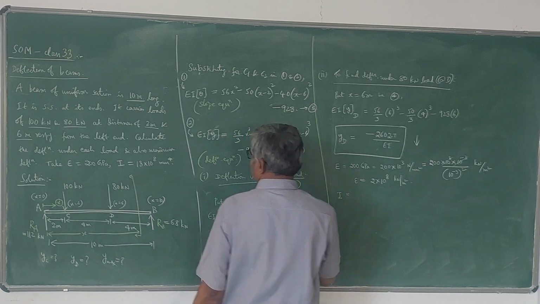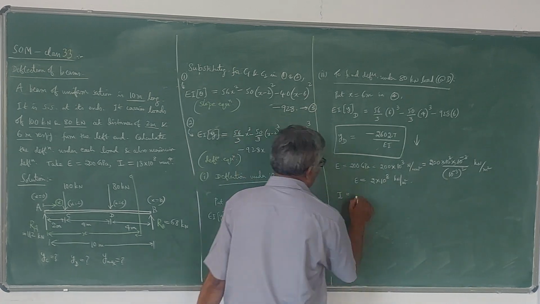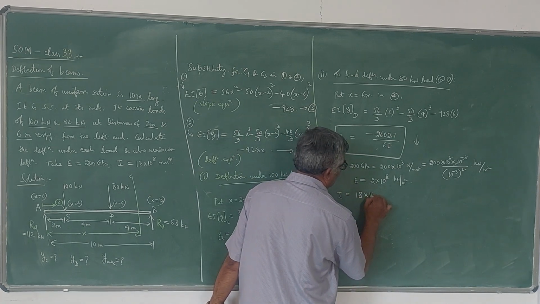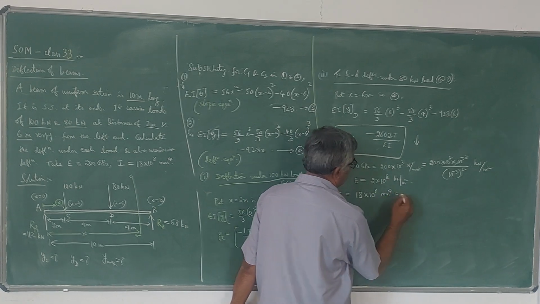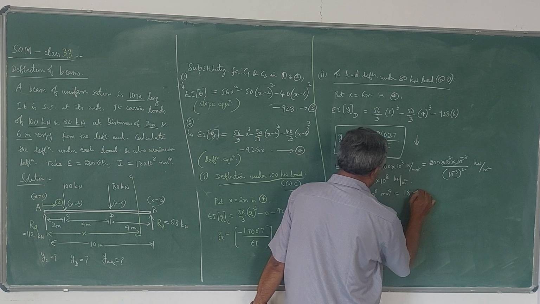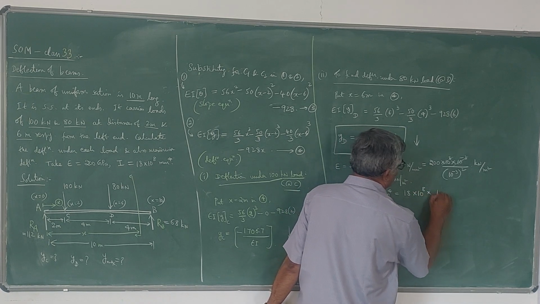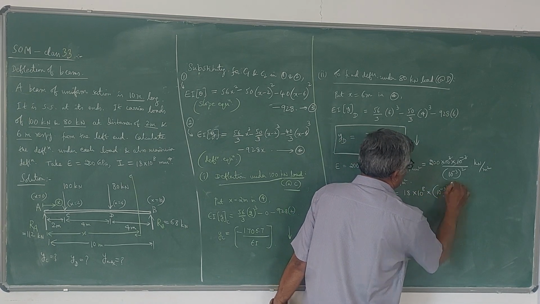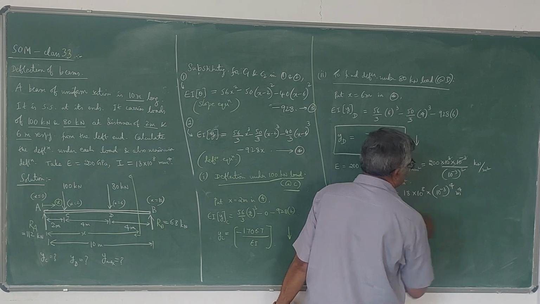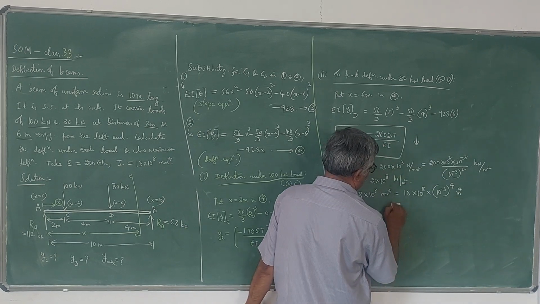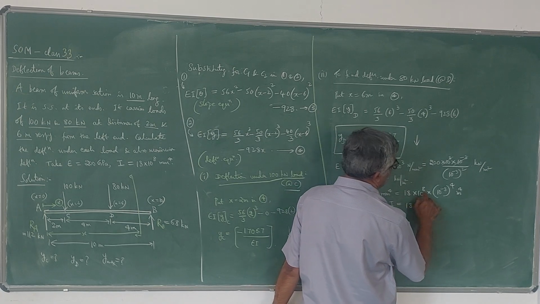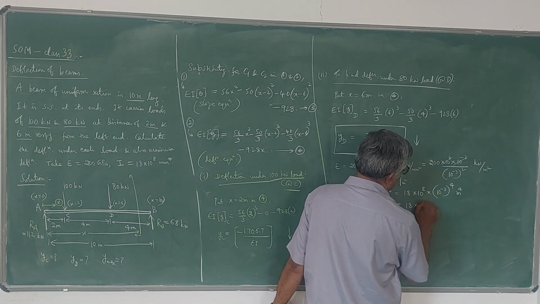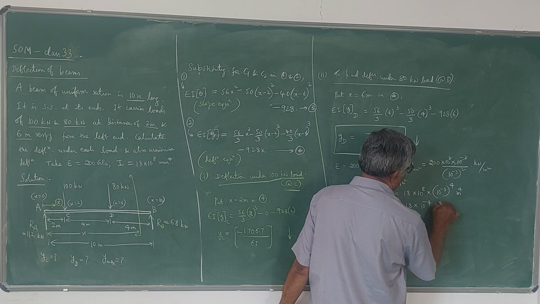The I value, of course, is given in millimeter power 4: 18 into 10 power 8 millimeter power 4. On similar lines, if you convert millimeter to meter, it is 18 into 10 power 8 into (10 power minus 3) to the power 4. So this is the conversion. If you convert this, you will get 18 into 10 power 8, and this is 10 power minus 12, so it becomes 10 power minus 4 meter power 4.